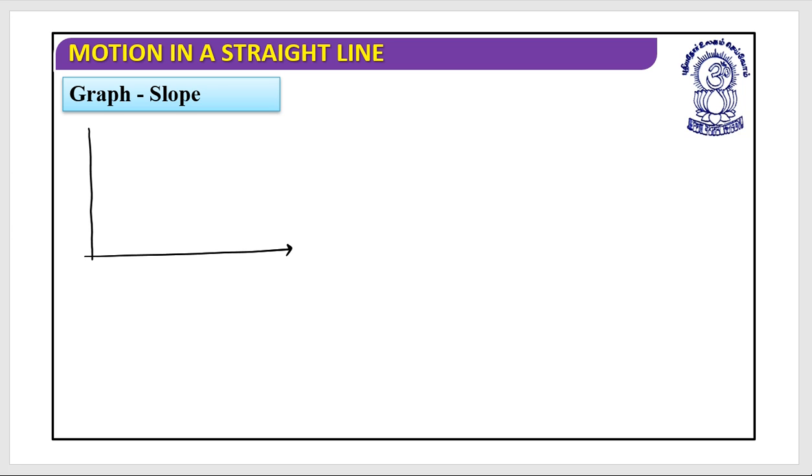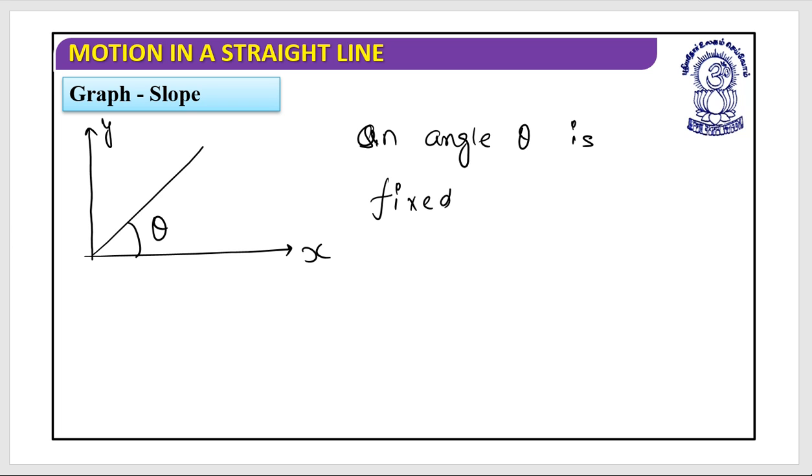Let's say this is the y-axis, this is the x-axis, and this is the plot for y versus x. Now I want to get information about the slope of this graph. How could I? So first tell me, this is an angle theta. Is this theta varying or is it fixed? You must say, sir, that the angle theta is fixed.